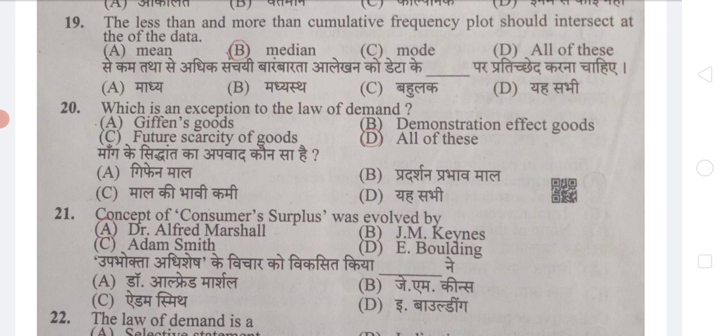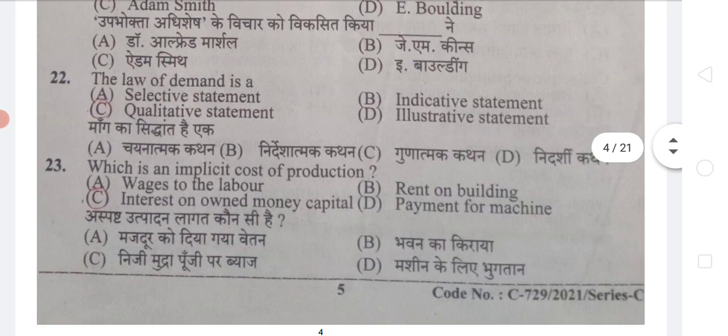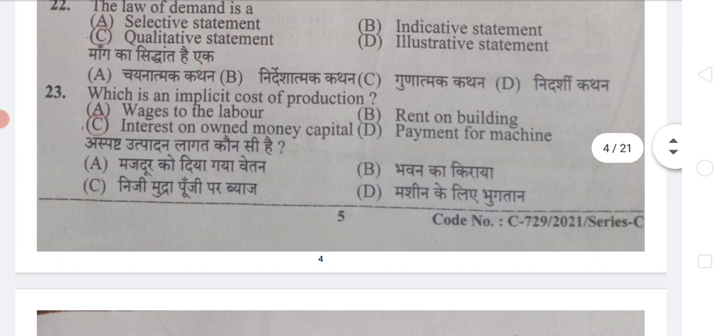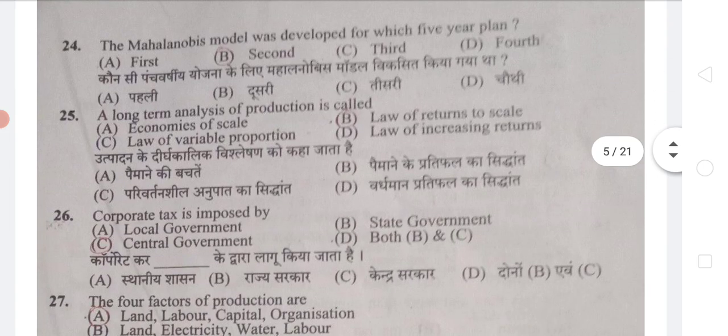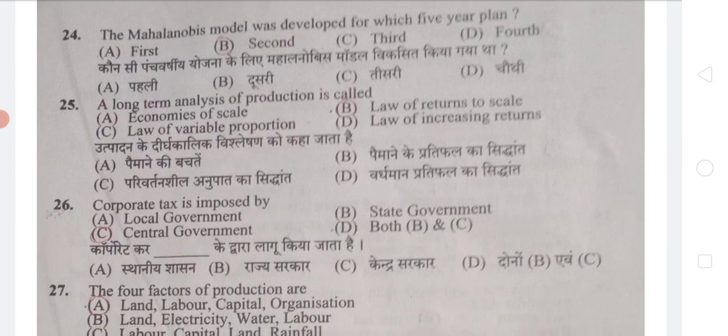Dr. Alfred Marshall. The law of demand is a C. Qualitative statement. Which is an implicit cost of production? C. Interest on owned money capital. The Mahalanobis model was developed for which 5-year plan? B. Second. A long-term analysis of production is called B. Law of returns to scale.